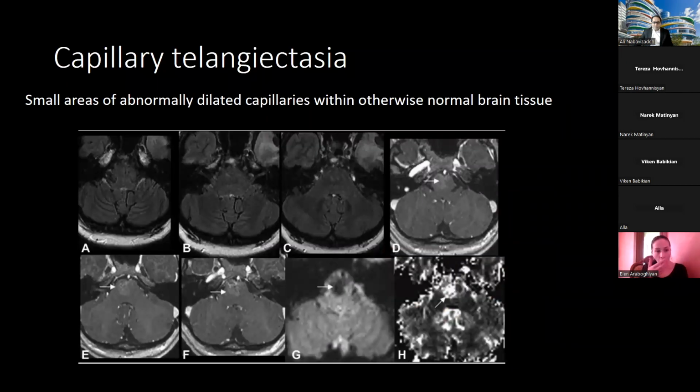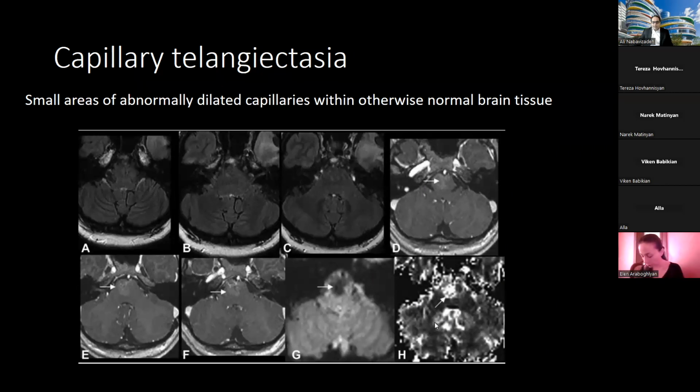And finally, the last benign vascular entity in the brain that I want to talk about is capillary telangiectasia. These are small areas of abnormal dilated capillaries in otherwise normal brain parenchyma. When you look at FLAIR sequence, frequently you don't see anything, no abnormal signal changes. On T1 post, you see some enhancement, usually faint. And on GRE or susceptibility weighted imaging, you see blooming.